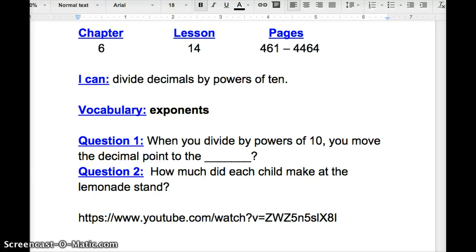Today's lesson is Chapter 6, Lesson 14 on pages 461 through 464. Our objective is I can divide decimals by powers of 10. Vocabulary: exponents. Question 1. When you divide by powers of 10, you move the decimal point to the blank. Question 2. How much did each child make at the lemonade stand?